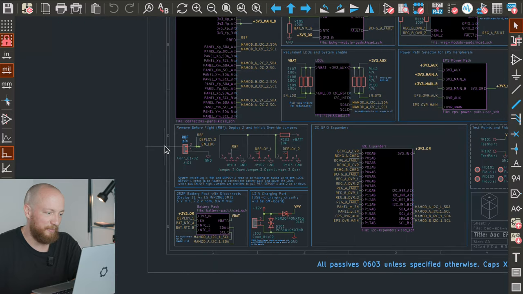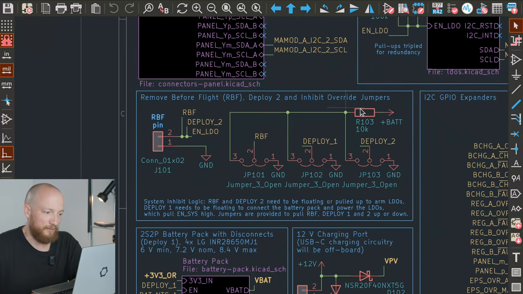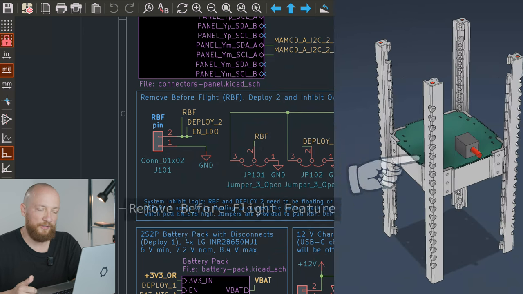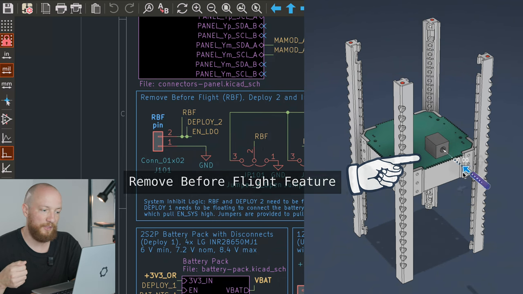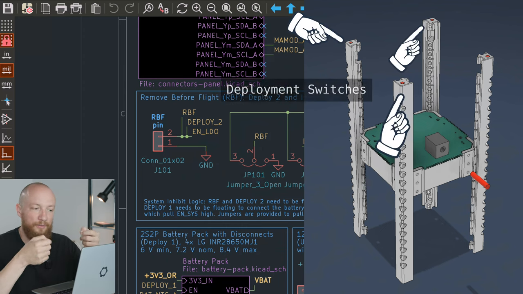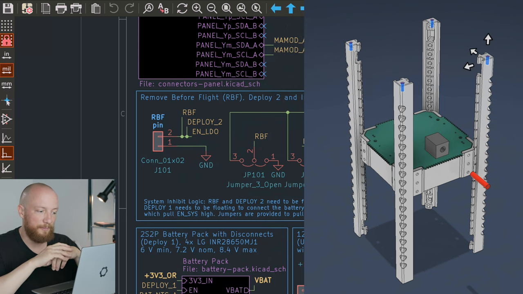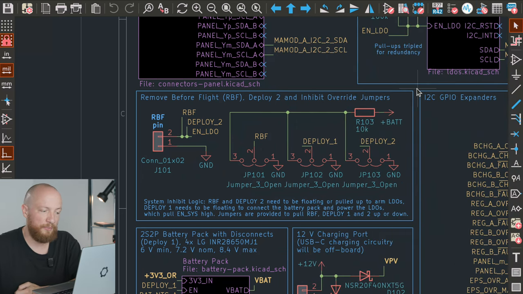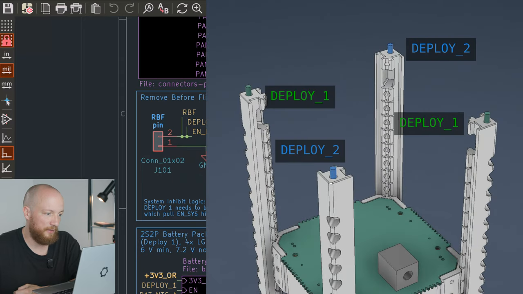Let's maybe start at the inhibits, which are, I would say, one of the most important parts of the EPS. So the CubeSat design specifications mandate that the CubeSat is fully inert and the batteries are disconnected until it is deployed. This is achieved through two features mainly. The RBF feature, which is a pin that is removed after the CubeSat has been integrated into the deployer, and the deployment switches. Those are small switches that are integrated into the rails on the C plus end of the CubeSat that are depressed as long as the CubeSat is inside the deployer and then released when the CubeSat leaves the deployer. You need at least two deployment switches, but you can of course have up to four, which is what I intend to do.